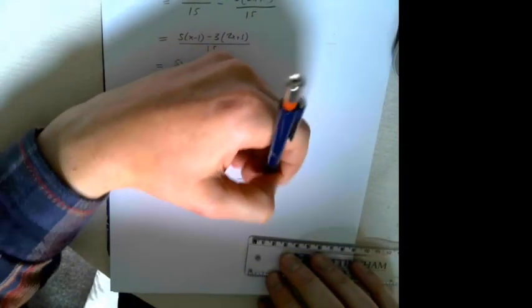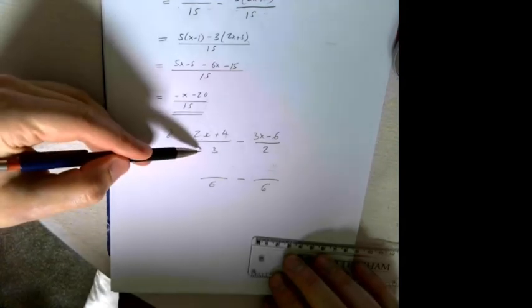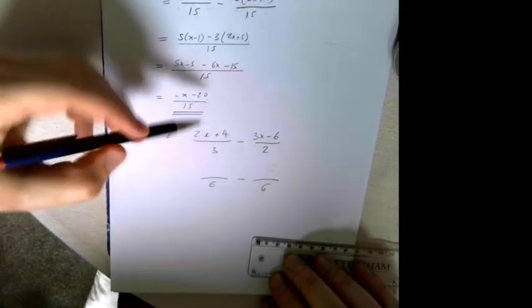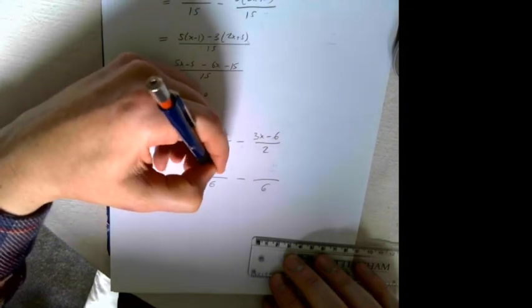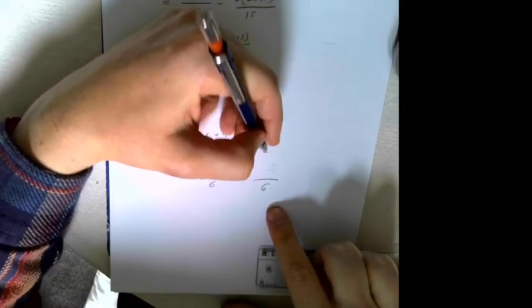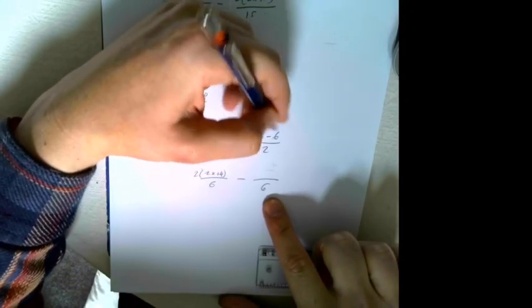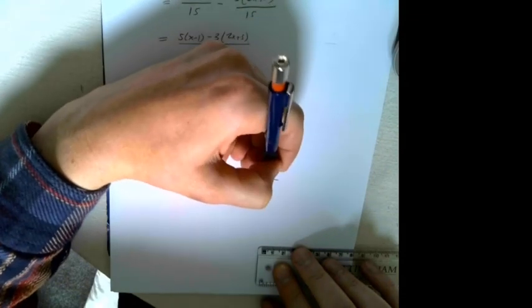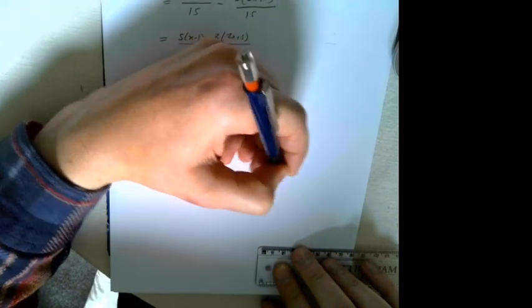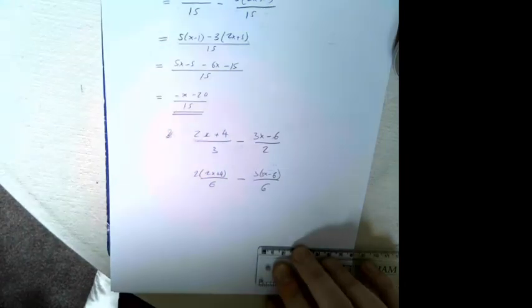So we just need to think, how are we going to achieve that 6 in the denominator? On the left hand side, I'm going to achieve that by multiplying this denominator by 2. So I'm going to have to multiply this numerator also by 2 and get 2 lots of 2x plus 4. And on the right hand side, I've multiplied this 2 by 3, so I must also have multiplied this 3x minus 6 by 3 for these to be equivalent fractions. And we get that.